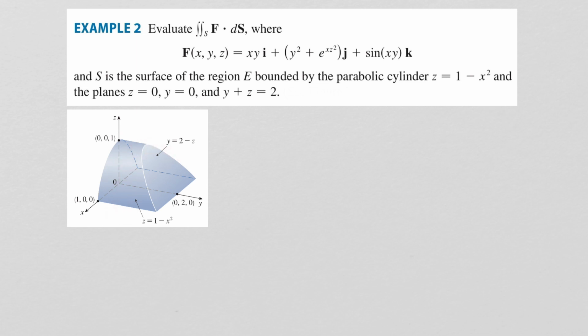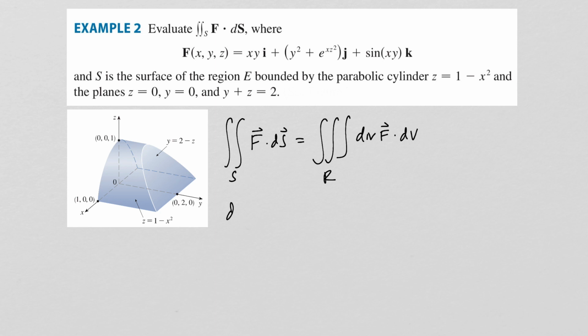Okay? This integral would be really hard to compute because you have 4 different surfaces that you would have to find the integral of, and your function is really complicated. So let's see if we can do it by applying the divergence theorem. So we know that the double integral over S of F dot dS is equal to the triple integral over our region of the divergence of F times dV. So let's find the divergence of F.